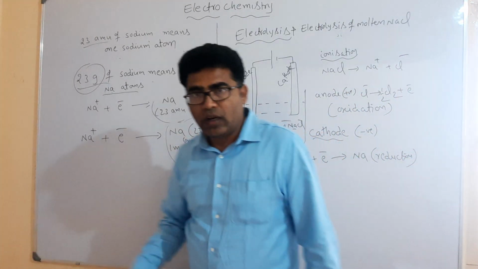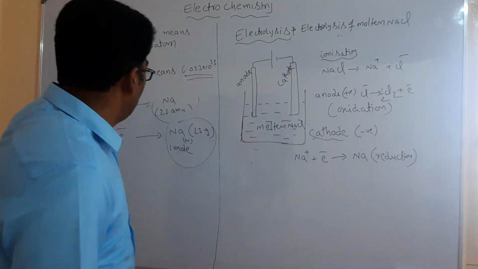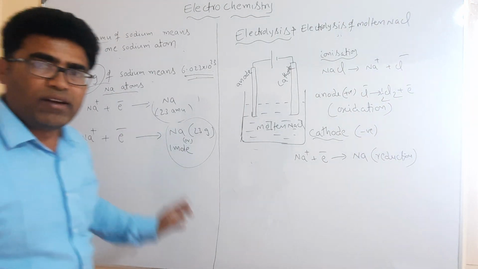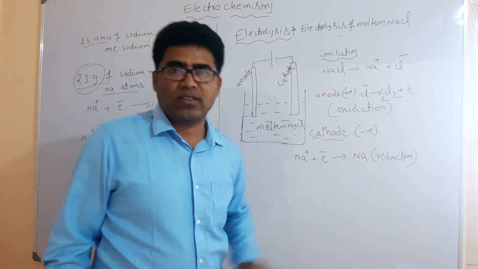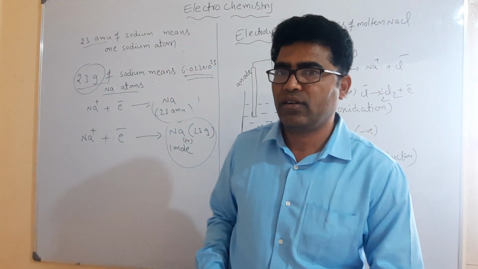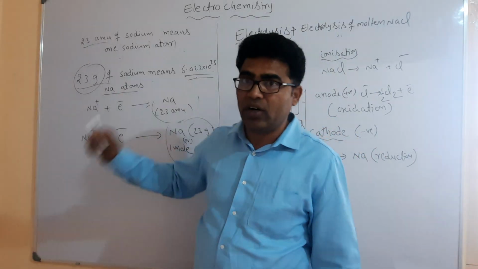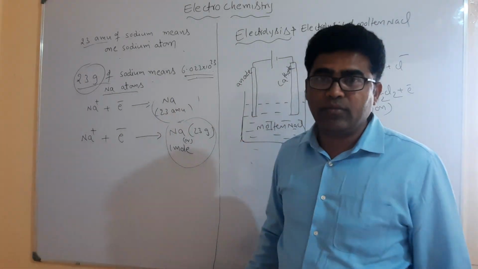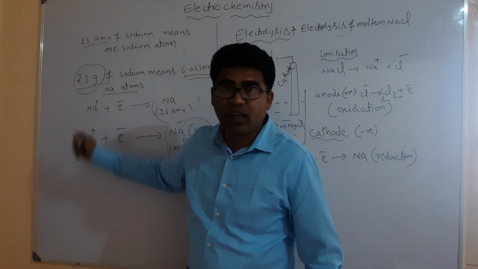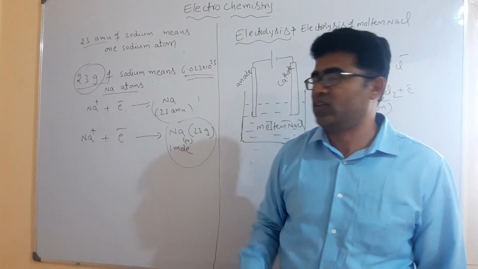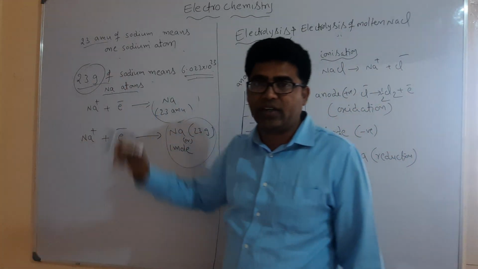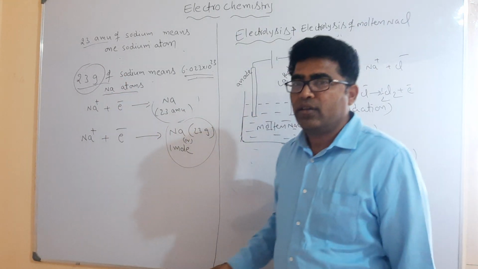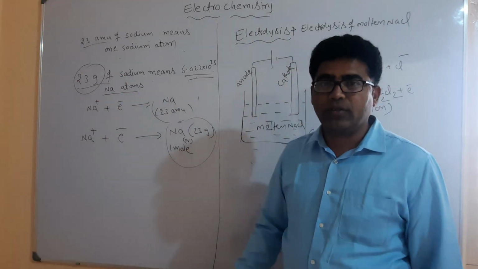Now, before going to that lesson, understand this. Suppose you want to convert one Na plus ion into one sodium atom. How many electrons have to be gained? One electron. If one Na plus ion gains one electron, then one sodium atom is formed.